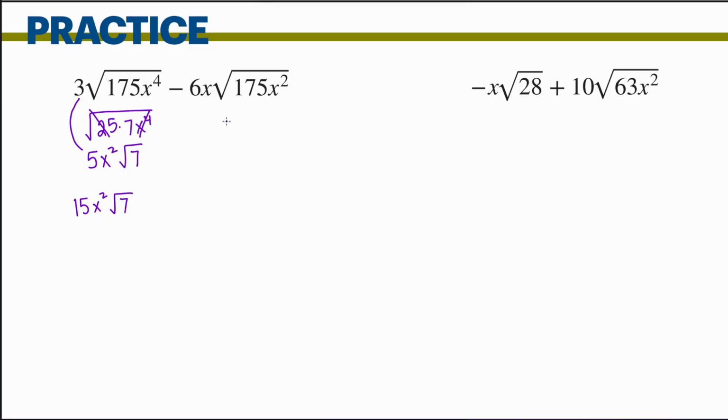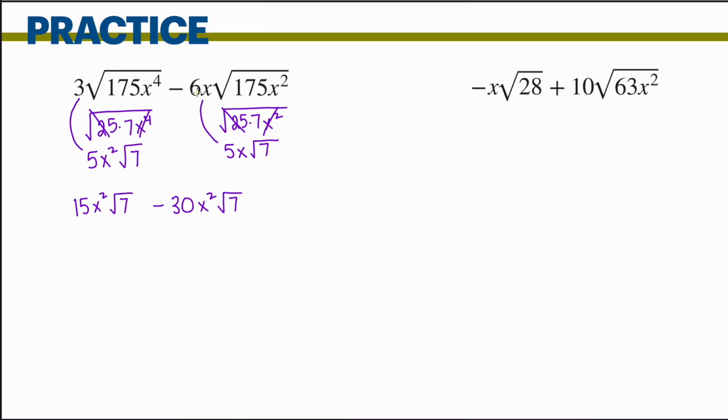Next, 175 x squared breaks up into 25 times 7. The square root of 25 is 5. X squared becomes an x because 2 goes into 2 exactly one time. And you're left with the square root of 7. Anything out front can multiply. So 6 times 5 is 30. x times x is x squared, and then the square root of 7.